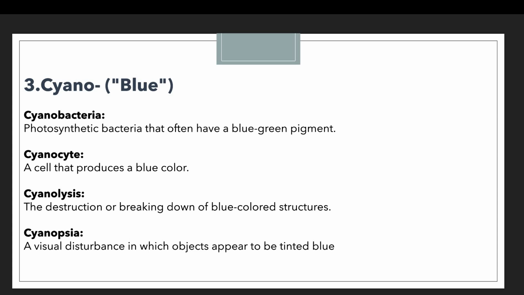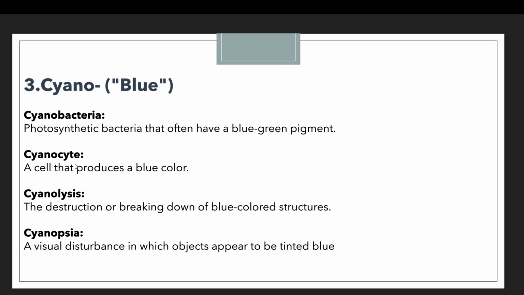So if you look at the definition again, you will find that yes, we are talking about something blue. Photosynthetic bacteria that often have blue-green pigment is known as cyanobacteria. So if you look at the terminology, cyano is indicating blue color. Although green is also there, as we are focusing more on the blue part, that's why we are using the cyano prefix for the terminology cyanobacteria.